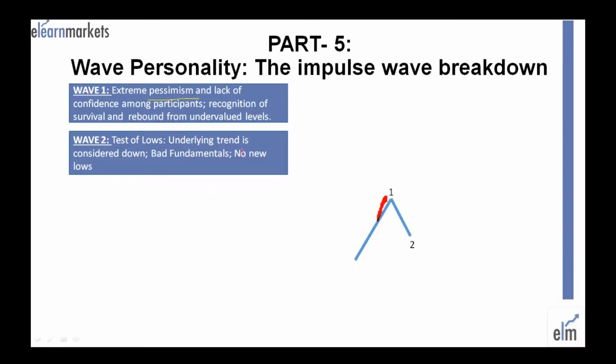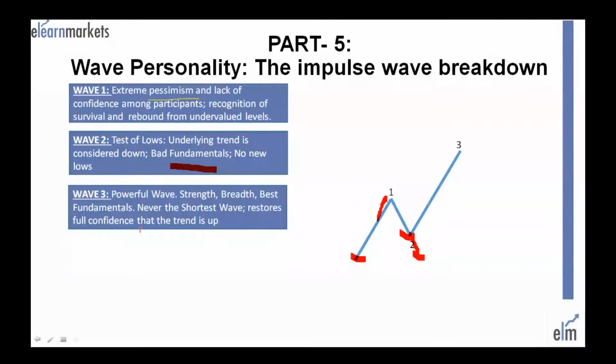And when wave 2 unfolds, it is actually a test of the lows. Wave 2 can be very sharp retracements, and they may test the lows of wave 1. Wave 2 comprises bad fundamentals in the stock market, and new lows are usually not formed.